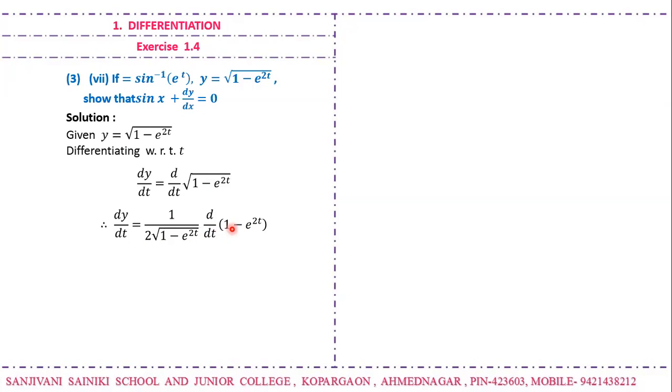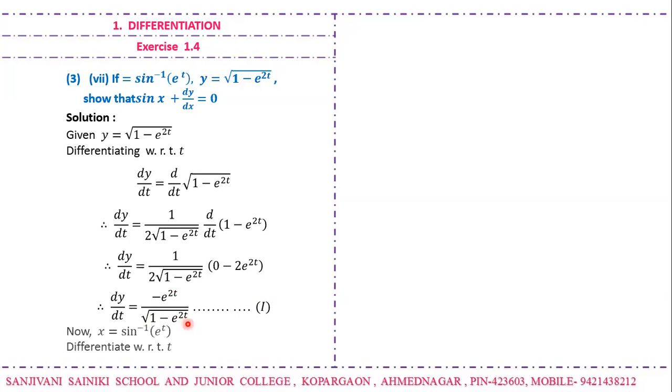So derivative of 1 is 0 and derivative of minus e raised to 2t is minus 2 e raised to 2t. Okay, so here you have to use e raised to f of x. Its derivative is e raised to f of x into f dash of x. So derivative of 2t is 2. So I have written here 2. So dy by dt is minus e raised to 2t upon root 1 minus e raised to 2t. Equation number 1.